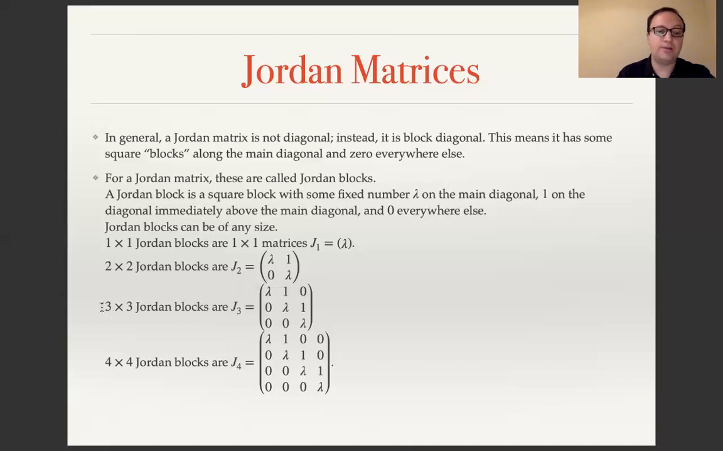What about 3 by 3 Jordan blocks? So again, for a 3 by 3 Jordan block, it has 3 lambdas along the main diagonal, 2 ones on the diagonal immediately above the main diagonal, and 0 everywhere else. 4 by 4 Jordan blocks, the same. So they have 4 lambdas along the main diagonal, 3 ones on the diagonal immediately above the main diagonal, and 0 everywhere else.